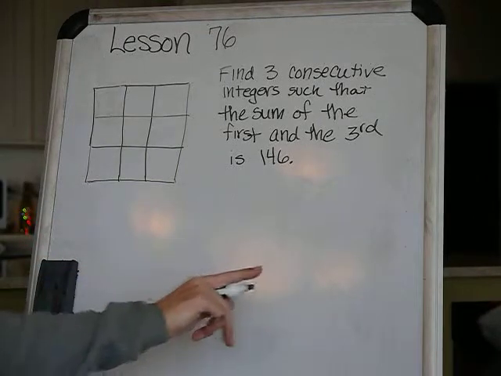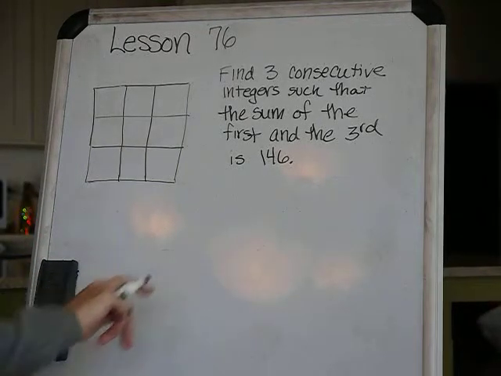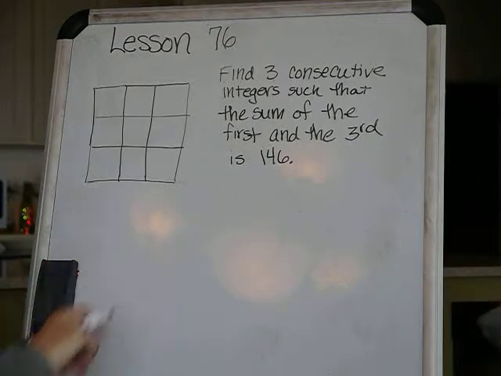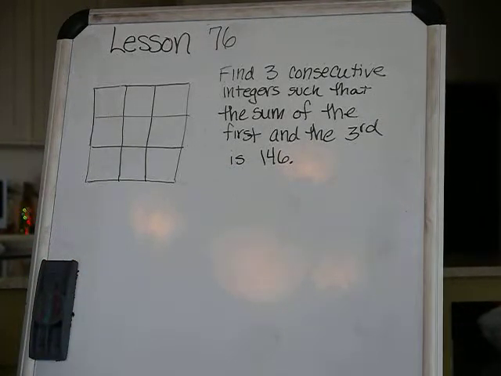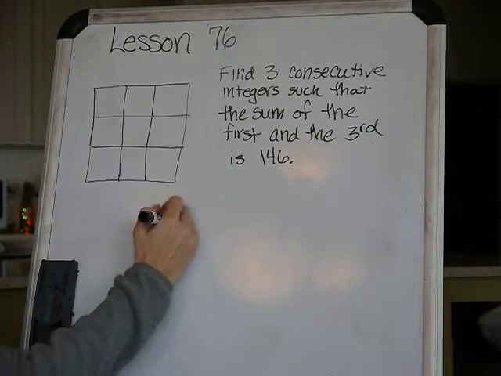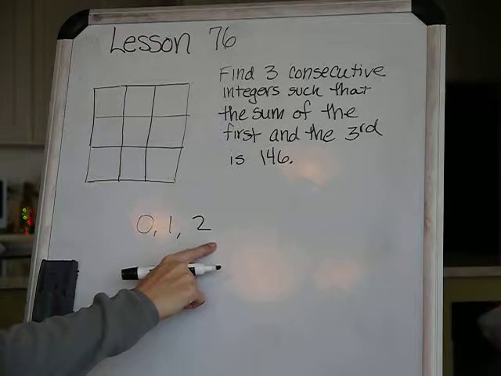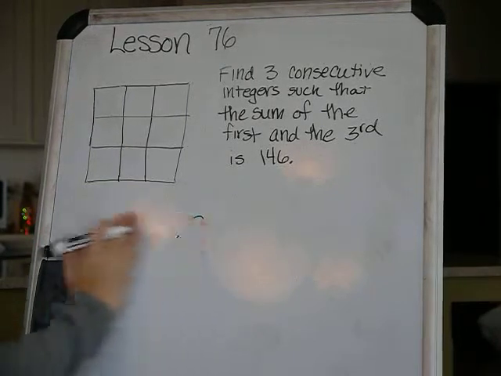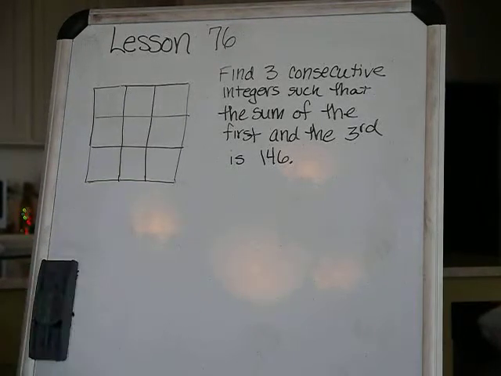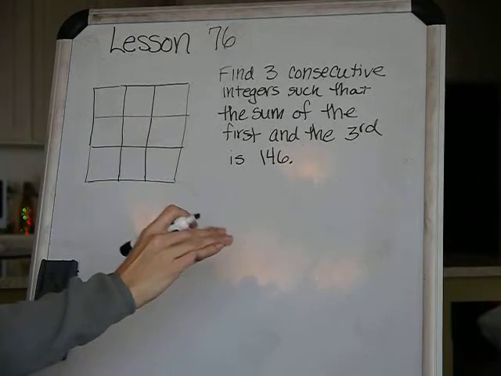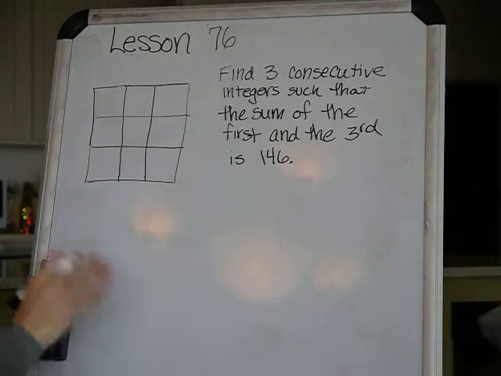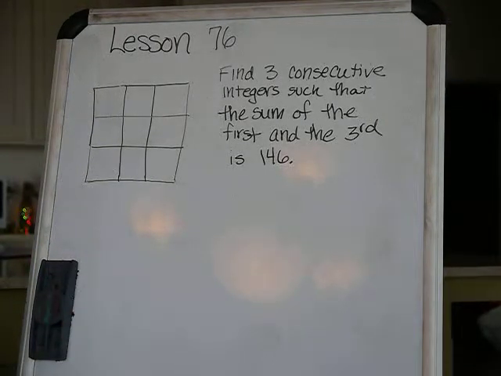Is that in order, right? 1, 2, 3. What about 0, 1, 2? Those are consecutive integers. In any order, 3 whole numbers in a row on the number line. They're all neighbors on a number line.